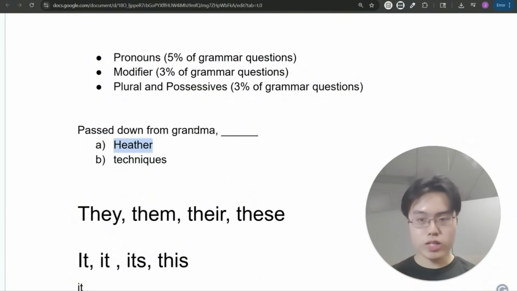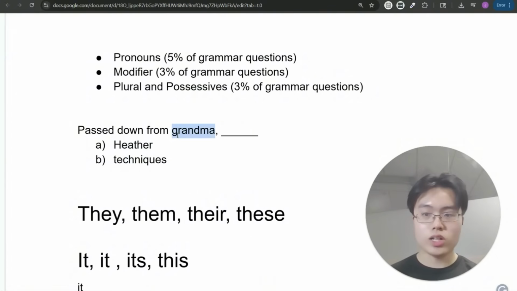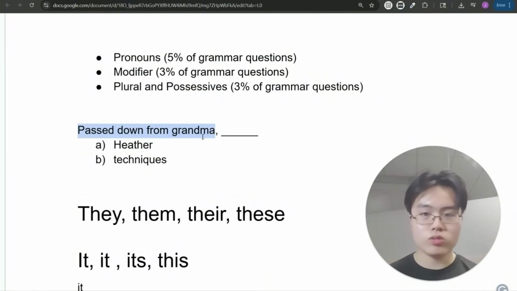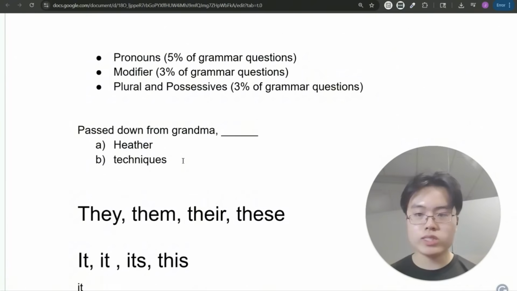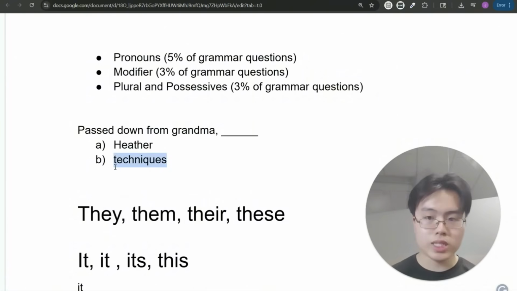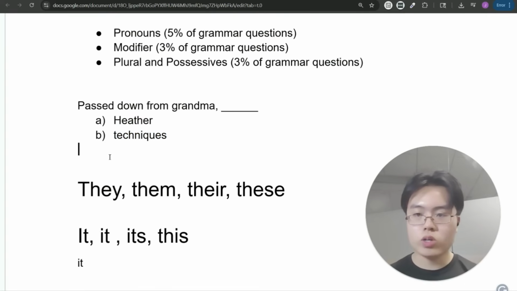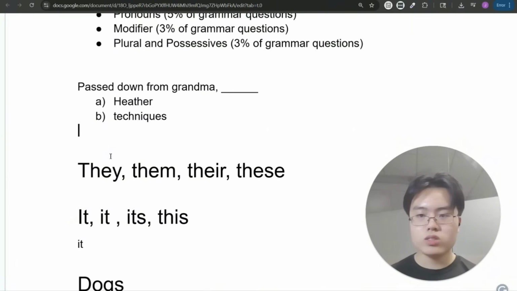Just because it mentions grandma, it doesn't mean that what it's talking about is grandma. Because you have to actually figure out what it is about, what is it talking about? Something passed down from grandma. It's something that's passed down from grandma, not grandmother itself, okay? It's passed down. What can be passed down? Techniques. So the answer is actually B. Hopefully that makes sense. Now, the majority of the time, modifier questions will be solved using just verbs.